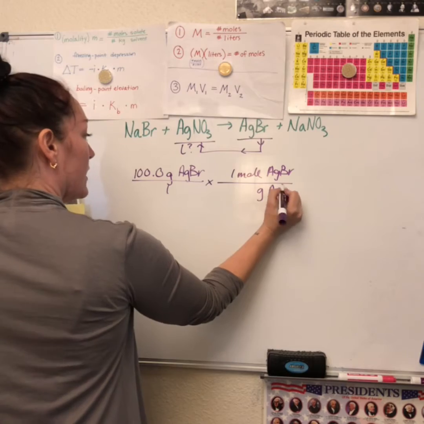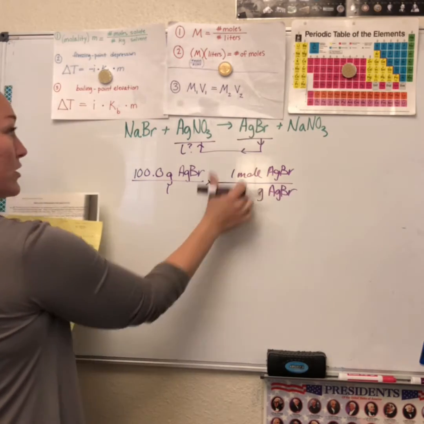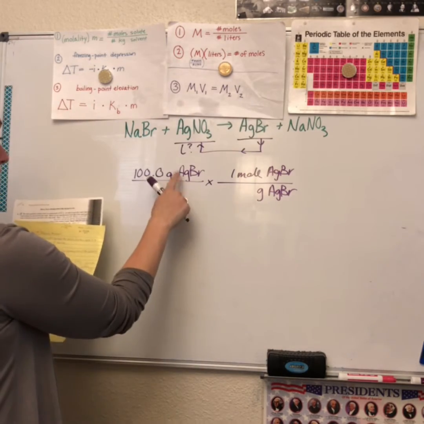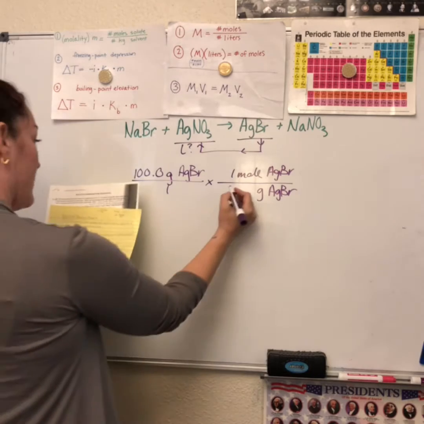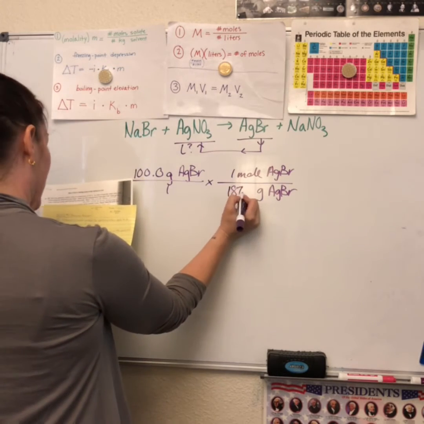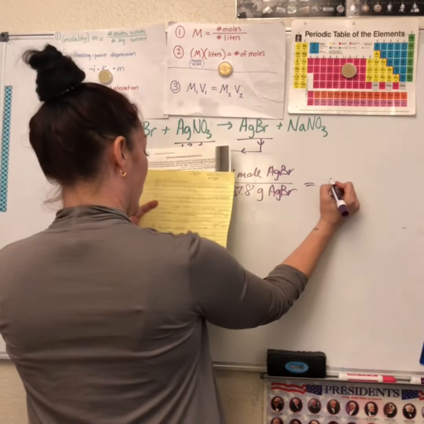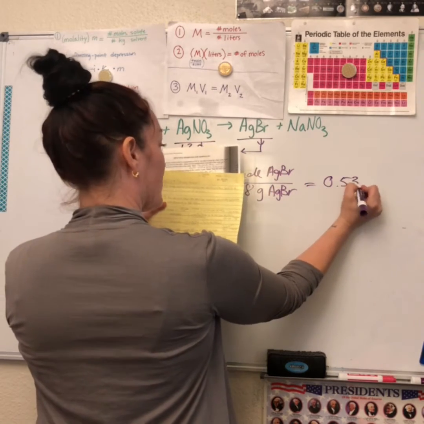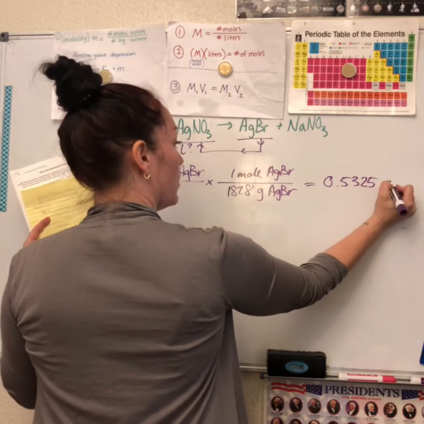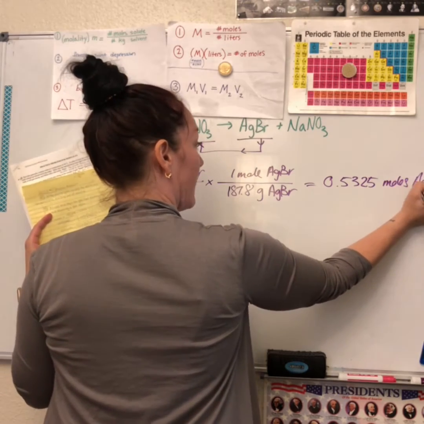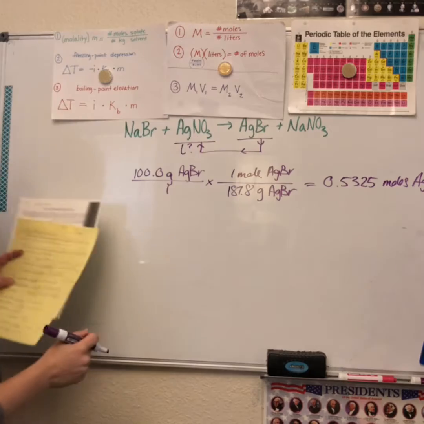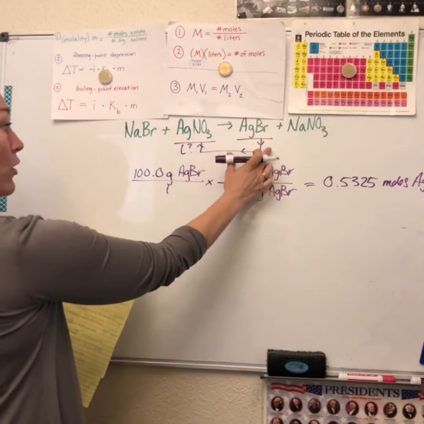Okay. Now I just need to figure out what goes here. So I go up to my periodic table, I find Ag and Br, add them together, and that's going to be 187.8. So crunch this through, and you end up with 0.5325 moles of AgBr. Okay? So now I've got moles here. I need to go over to moles here.